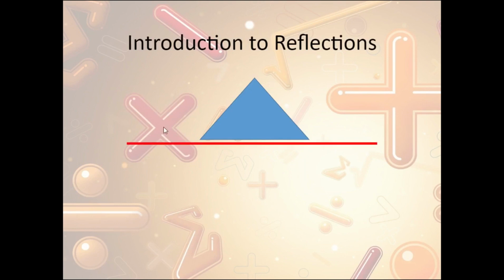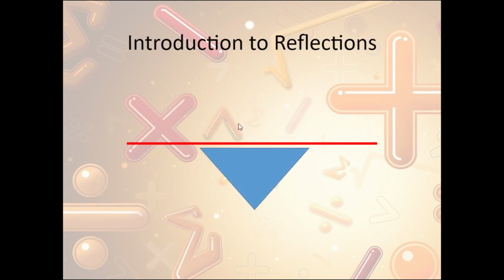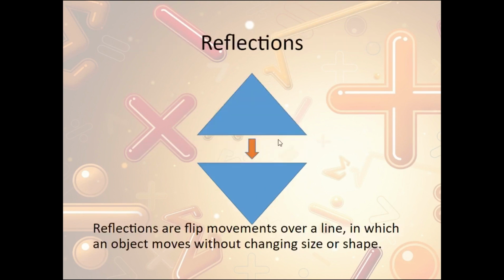So, introduction to reflections. Reflections over a line, we start with, for instance, a triangle here. If we flip it over, it becomes like this. So if we flip it over that line, it becomes this way. So it can be up and down, or it could be side to side. So it could flip and go over here as well. Notice they do not change size or shape. They do change direction, though. So it will flip over and it will look inverted, but the size of the triangle in this case does not change.